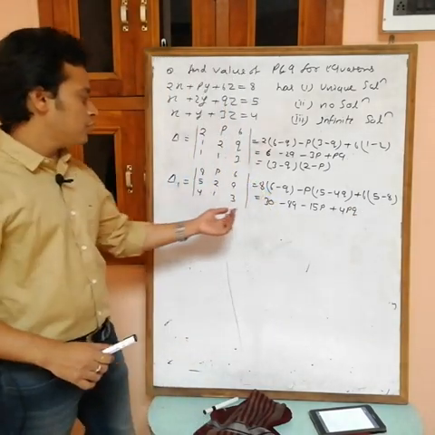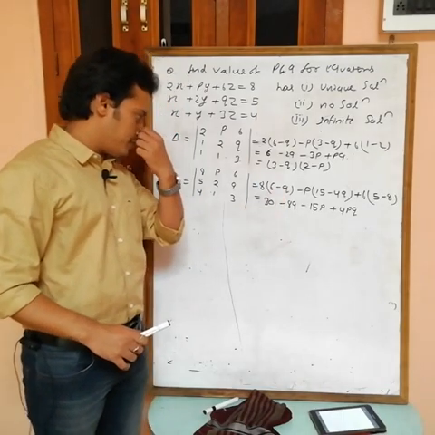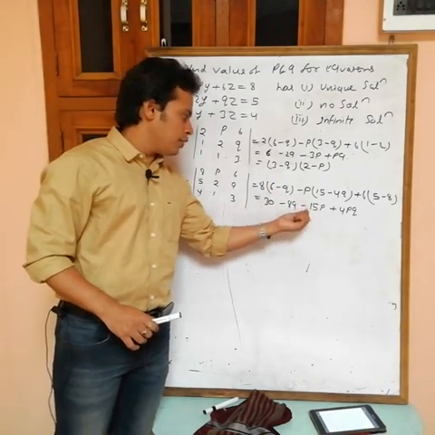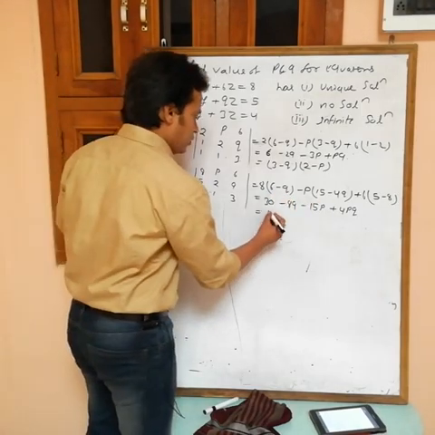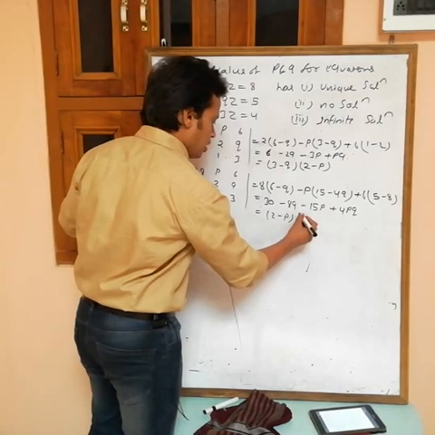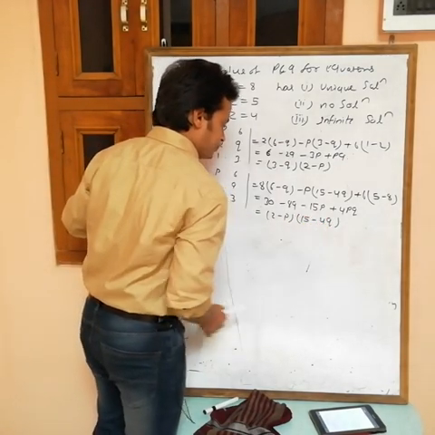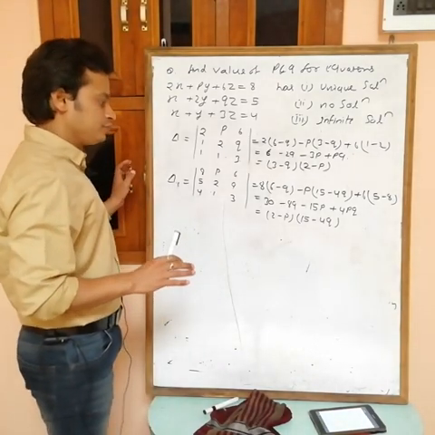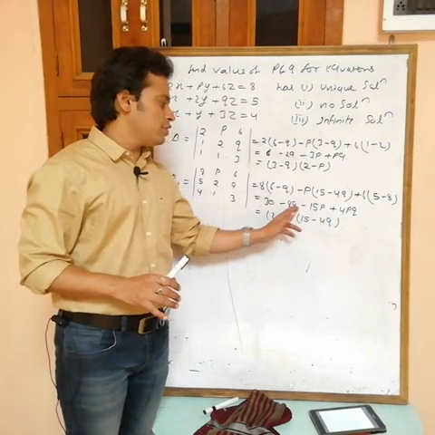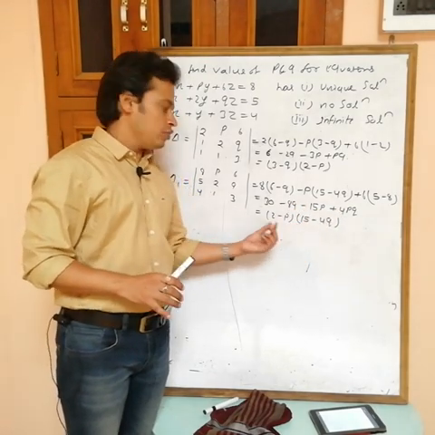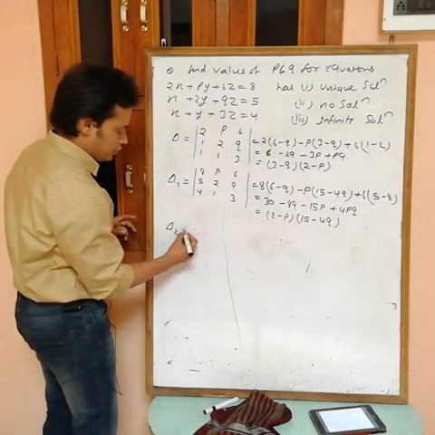Now if you take common 2, then 15 minus 4q. Now take common minus p, 15 minus 4q. Then we are getting 2 minus p into 15 minus 4q. If you are taking common 2, then 15 minus 4q. If you are taking common minus p, then 15 minus 4q. And 2 minus p. So this is the value of del 1. Now del 2.